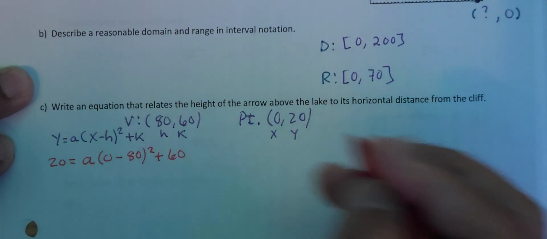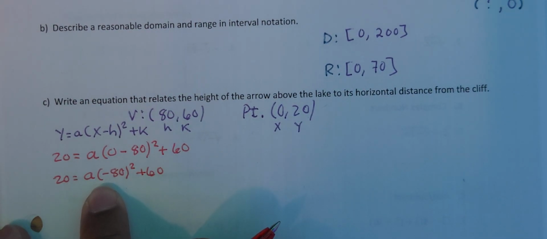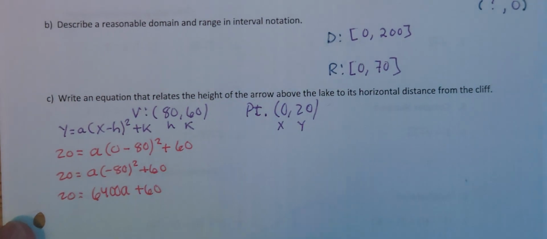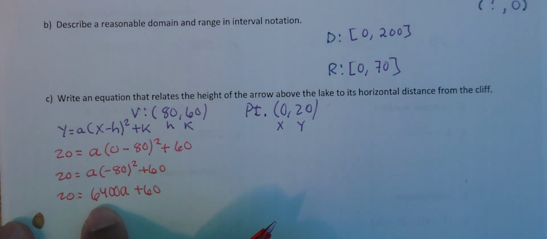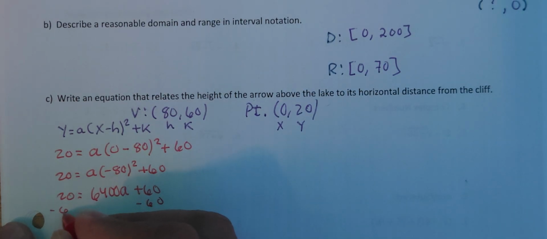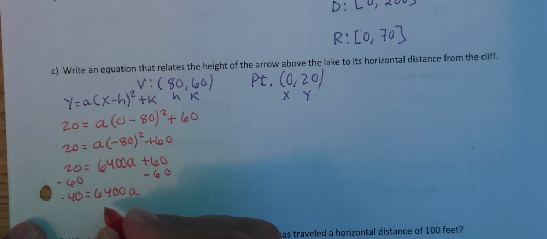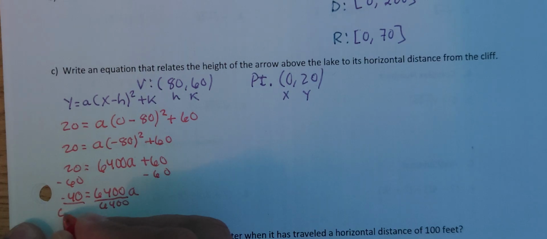And then I'm going to simplify this. So then we have this so far, 0 minus 80 is negative 80. So then I'm going to simplify this further. And we have that negative 80 squared is 6,400, right? So then I'm going to subtract the 60 from this side and from this side. So we have 20 minus 60 is negative 40. Then I'm going to divide by 6,400 on both sides of the equation.